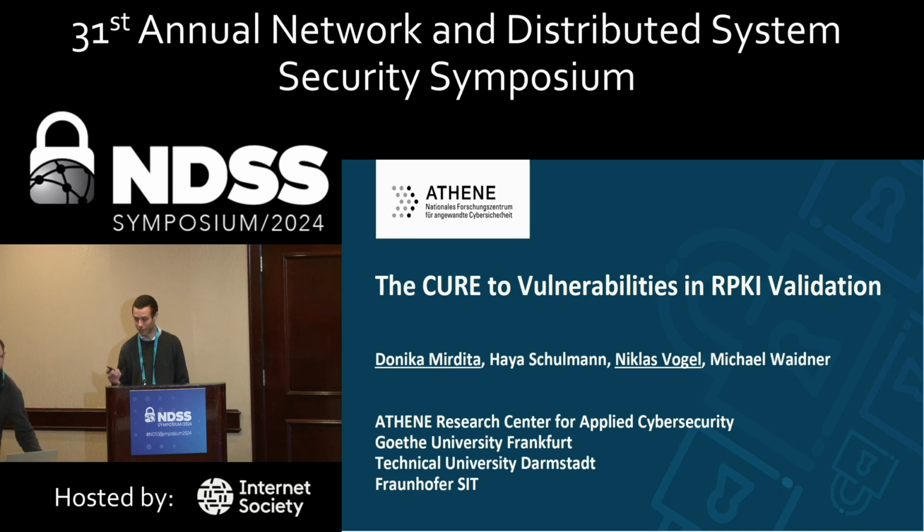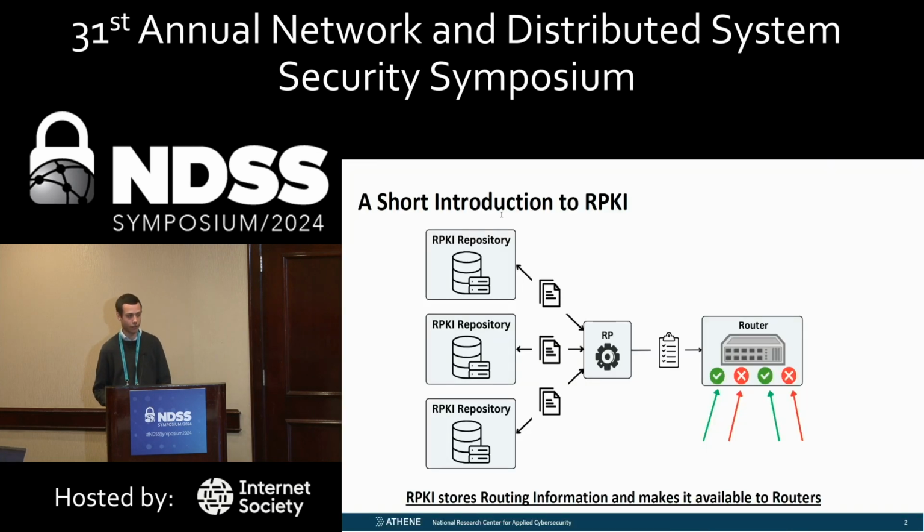Hello, everyone. My name is Nicholas, as was already mentioned, and I will be talking about vulnerabilities in the RPKI validation. Let's kick things off with a very short introduction to RPKI. As hopefully some of you are aware, RPKI is a cryptographic security extension to BGP, the Border Gateway Protocol, the interdomain routing protocol of the internet. With the RPKI, routers can get information on who is authorized to send certain BGP messages, announcements, and therefore filter and protect against hijacks.